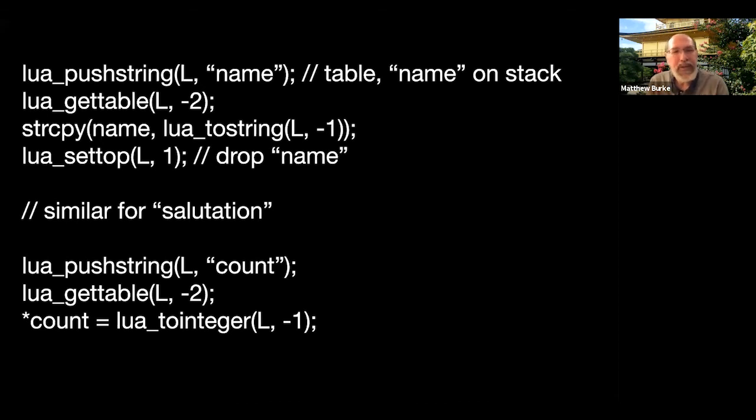And then with the string copy, that 2-step process that I did before, I'm combining it into one line. I'm going to grab the string at the top of the stack. I'm going to copy it into the C variable name. That doesn't remove that data from the top of the stack. And so this next line, Lua set top, will do so. So it leaves the table on the stack and nothing else. So I can do the same thing for salutation. And then down here at the bottom, I can do similar code to get the count.